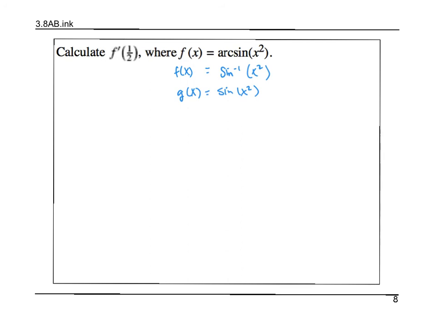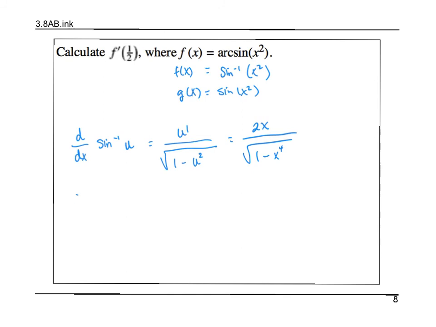So by the rule, if we want to find the derivative of sine inverse of x squared, or sine inverse of u, then we are going to use u prime divided by square root of 1 minus u squared. Once we have these rules memorized, we can literally just input: u prime is 2x, over the square root of 1 minus x squared squared, which is x to the 4th. So we're done there with the derivative as a function.